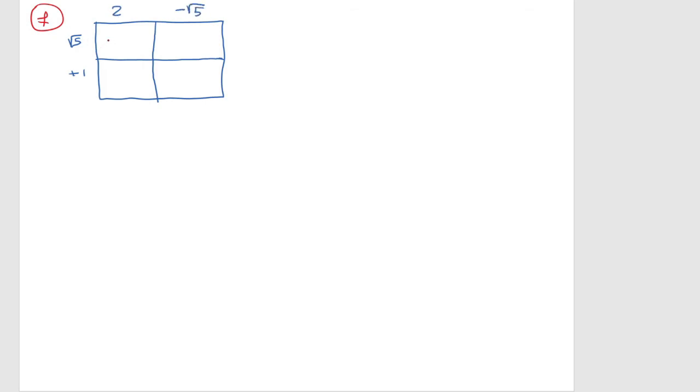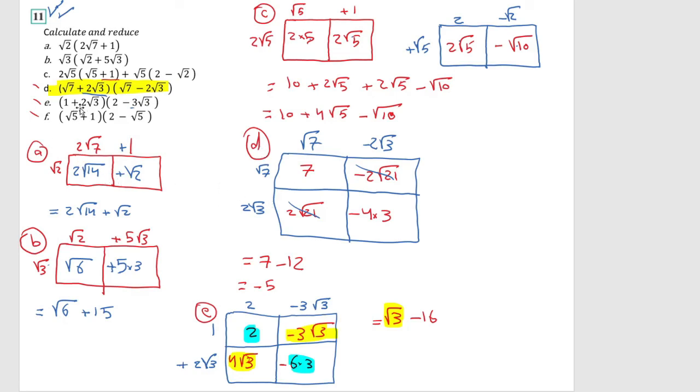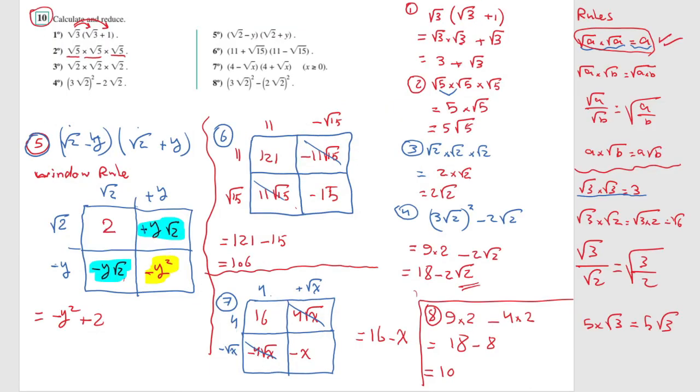So radical 5 times 2 is 2 radical 5. Radical 5 times negative radical 5 is negative 5. 1 times 2 is 2. 1 times minus radical 5 is minus radical 5. And the answer will be 2 radical 5 minus radical 5, so this one and this one together, radical 5. 2 minus 5 is minus 3, and it's done. And that's everything. I hope you understood the ideas very well. Thank you and bye bye.